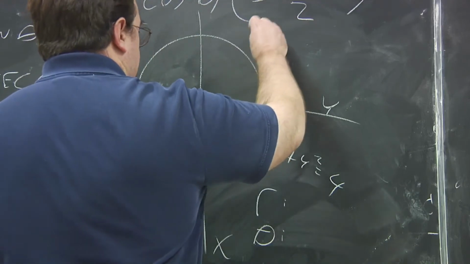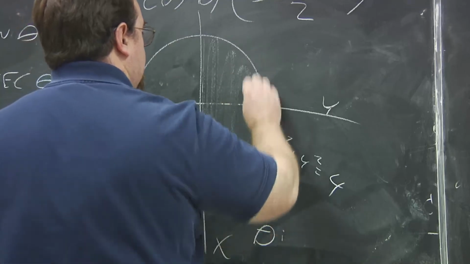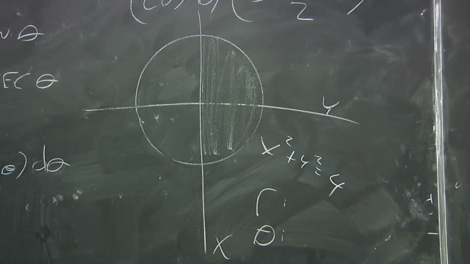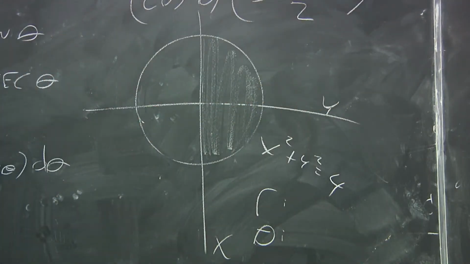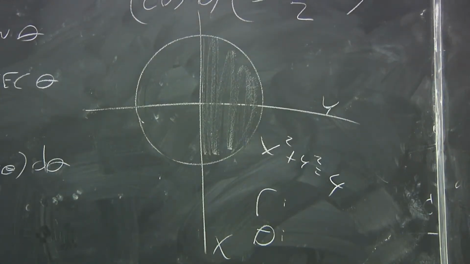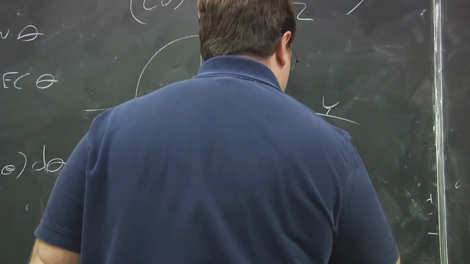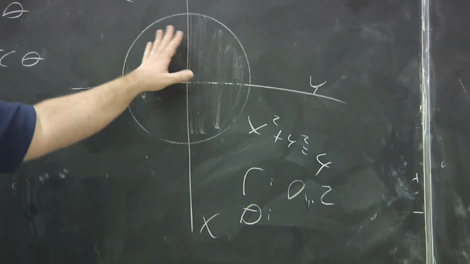If we wanted to integrate over this portion of a circle, keep in mind this is the y-axis right here. So keep that in mind for computing your limits in terms of theta. So what will be the limits in r? Since r is equal to the square root of x squared plus y squared, r would run from 0 to 2.